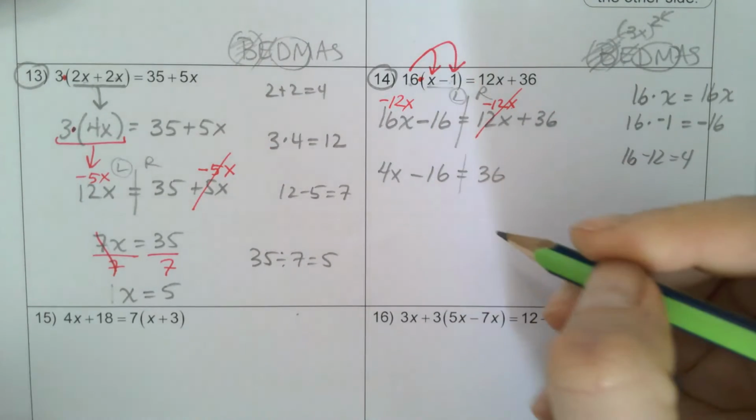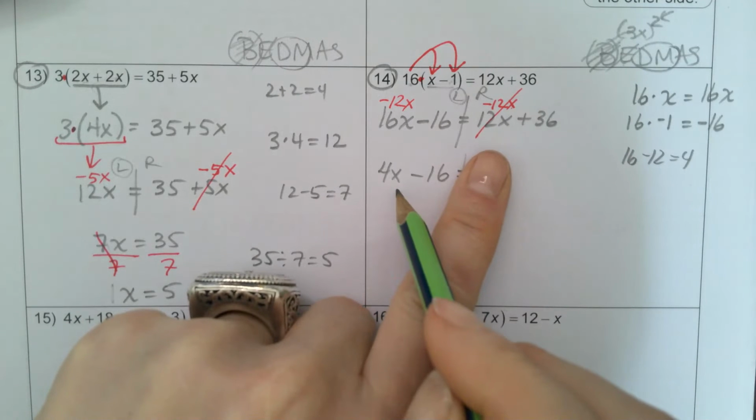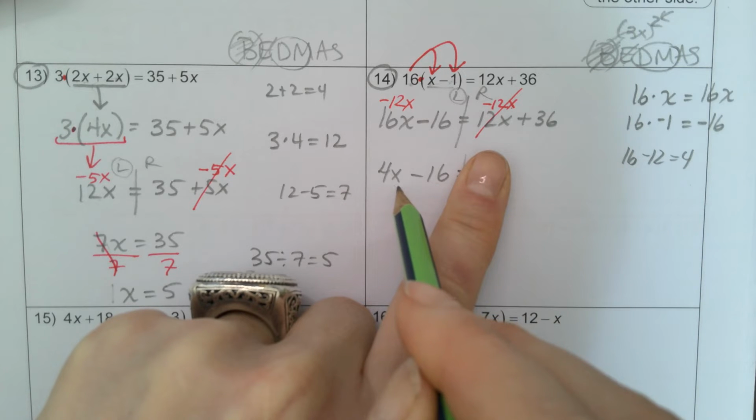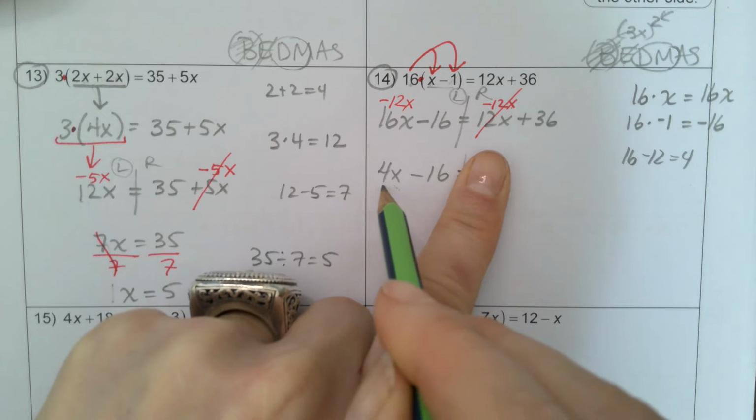Okay. So now my x is on the left, so I have to get rid of the 4 and the 16 because x wants to be alone. So do I get rid of the 4 or the 16 first?